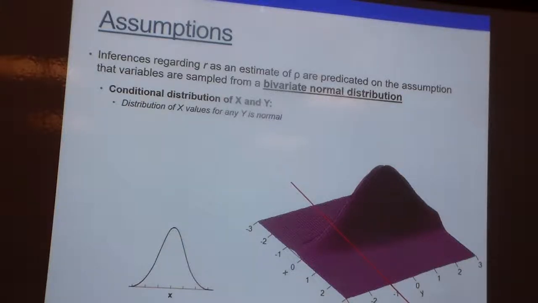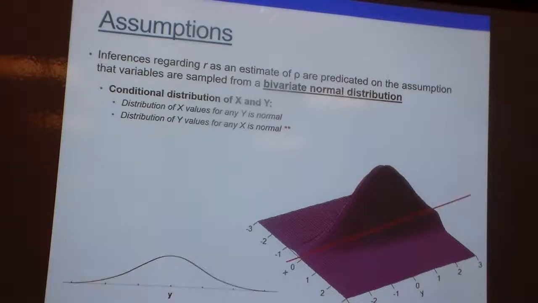Are people kind of seeing this, being able to visualize this okay? So we're assuming a conditional distribution of X on Y, and also of Y on X, meaning that the distribution of X for any Y is normal, and the distribution of Y for any X is also normal.